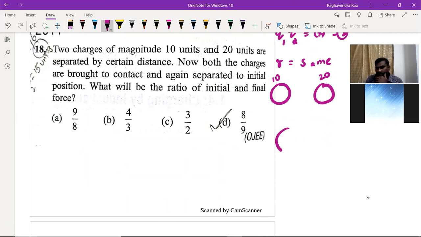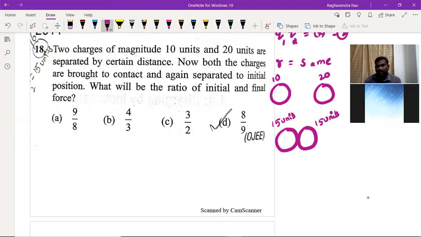Now these two are brought in contact with each other. When they are in contact, what happens? The process of conduction will take place. That means redistribution of charges will take place. That means the net charge will be equally distributed on these two spheres. This is 10, this is 20, 10 plus 20 is 30. Now this 30 unit charge is distributed into two equal parts, so on each, 15 units of charge will distribute. So they are brought in contact and again separated to the initial position.